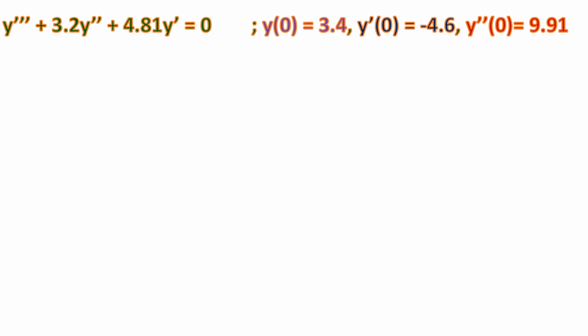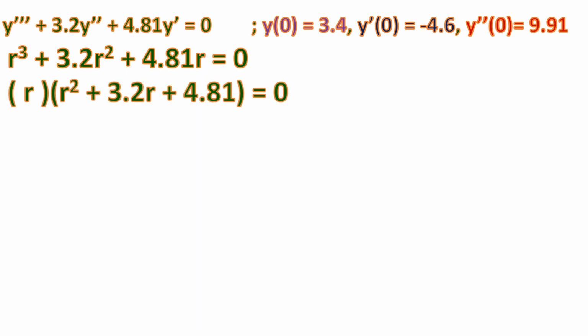Unlike just getting a root which is real, that's not going to contain a cosine and a sine. But if it's complex, meaning it contains i in the root, then that's going to be harder. So let's try to solve this. We have the auxiliary equation, and the r is common. We can factor out r, so we are left with r squared plus 3.2r plus 4.81.